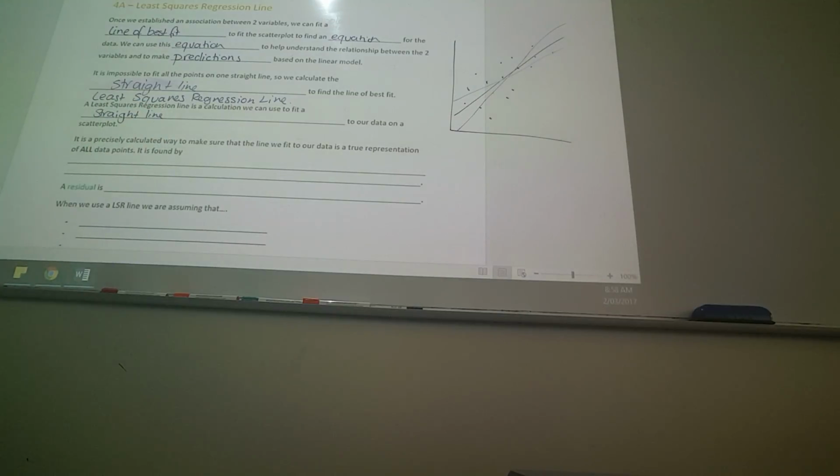So we're just fitting a straight line to our data. We calculate it and it's called the least squares regression line.